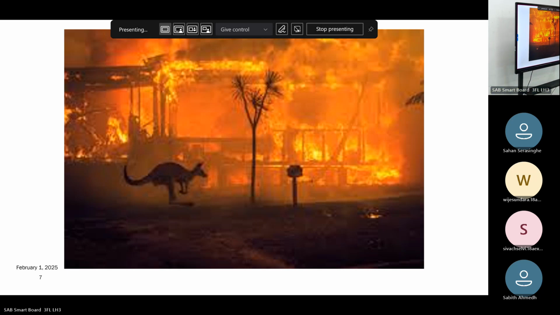What is this? If you are very keen on the social media, you know this. You don't have social media. Good. Forest fire. Okay. Apeksha. Yes. Forest fire. Yes. This is the recent forest fire.